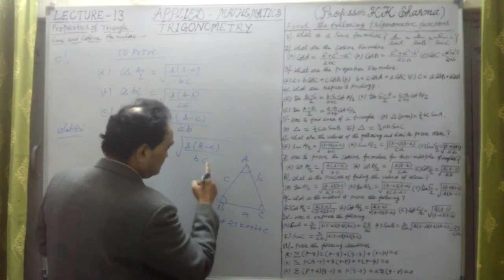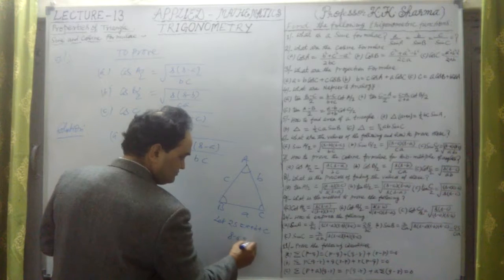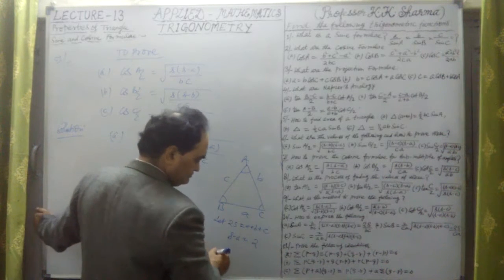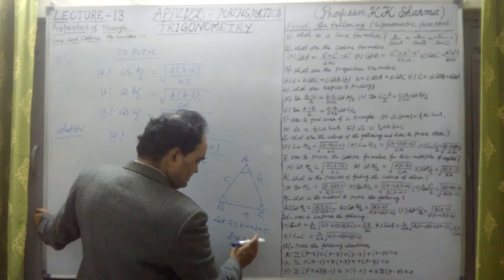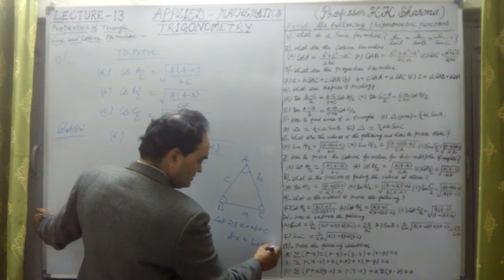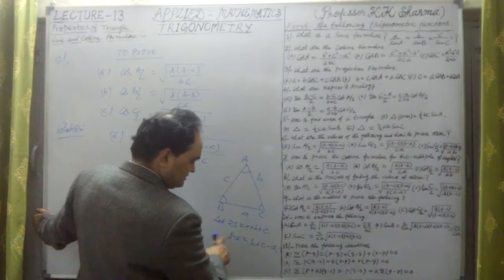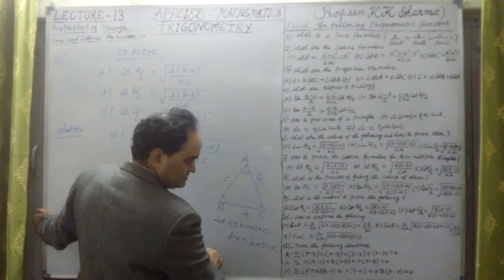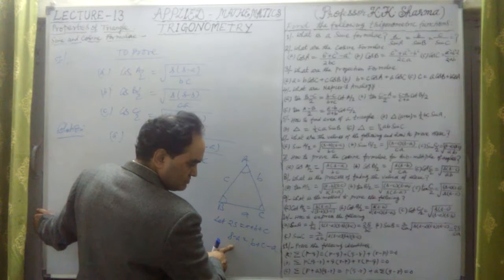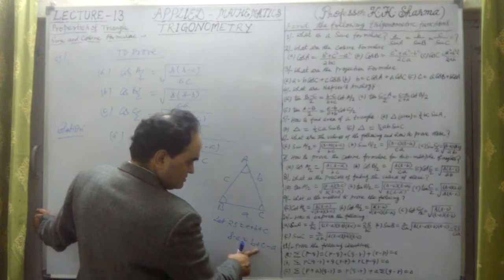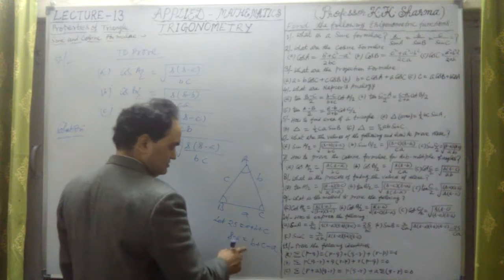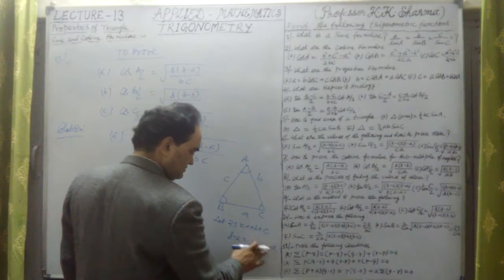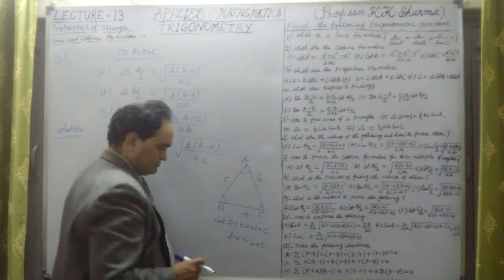So, if I just find out, this is S minus A. Let me take B plus C. If B plus C minus A comes out to be, then we can write it as S minus A. Why? Because twice S is A plus B plus C, A is cancelled out, in this case B plus C minus A. So this is the value of B plus C minus A. In place of B plus C minus A, we can write twice S minus twice A.